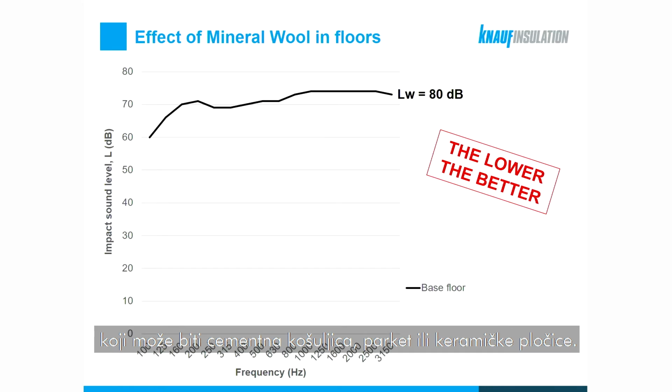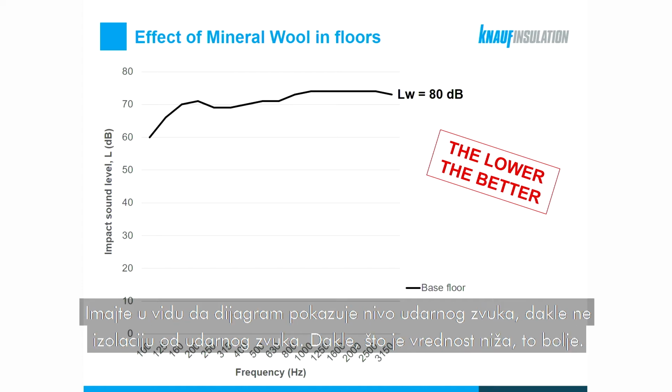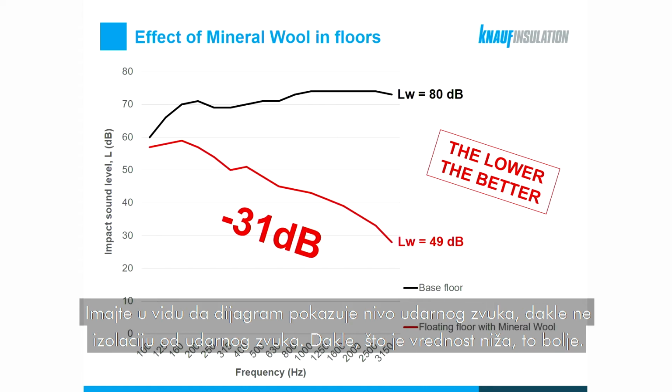And here is how the impact sound insulation chart looks, with the average value of impact sound for the basic concrete slab amounting to 80 dB. Please remember that this chart displays the impact sound, so not sound insulation. Therefore, as we said, the lower the value, the better it is.